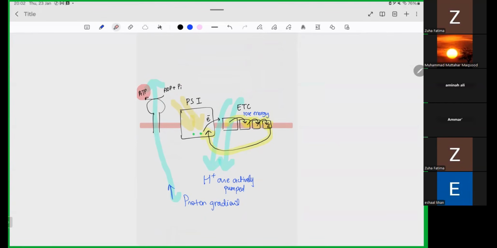The purpose of cyclic photophosphorylation is simply to produce more and more ATP. Why do we need ATP? ATP is required for the next stage. So the more ATP is made, the more ATP we will have for the next stage of photosynthesis. So the sole purpose of cyclic photophosphorylation is to produce more ATP. Okay?